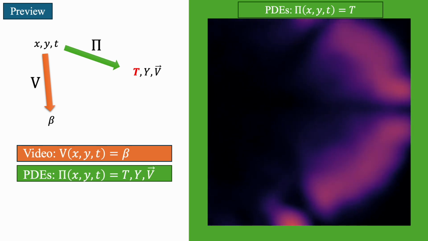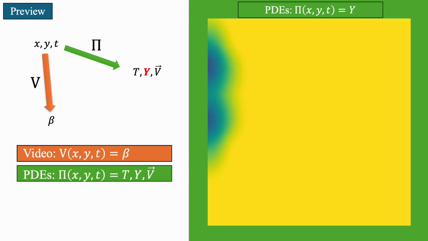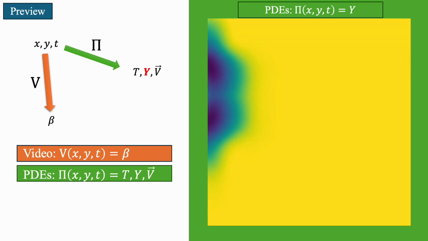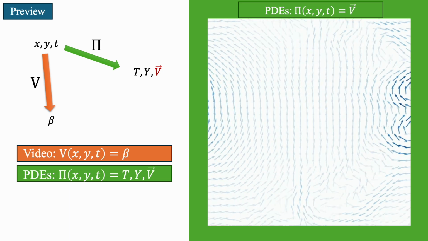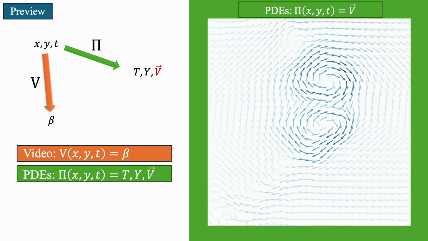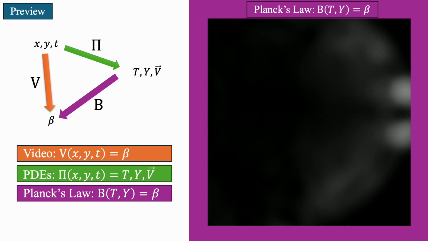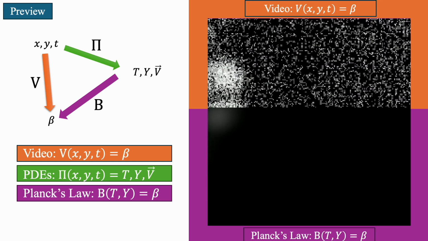Here's the original video, just to show you again, that maps space and time to brightness. After training, here is the temperature profile from our model. Here's the concentration profile after training. Here is the velocity profile after training. And here is the brightness model applied to our temperature and concentration profile. One more time, a side-by-side view.